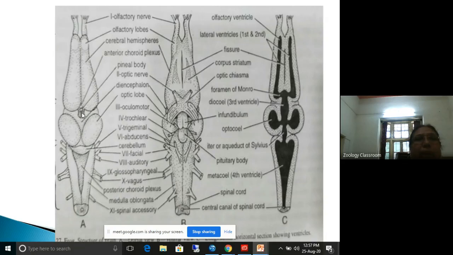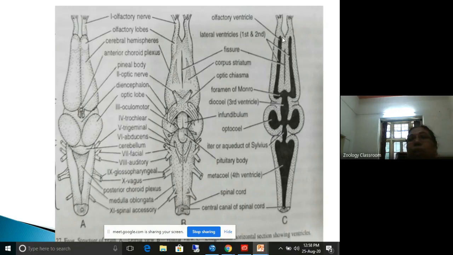Then the roof of this diencephalon is called the anterior choroid plexus, and the ventral surface of the brain shows the optic chiasma. Then also the infundibulum and pituitary, together called the hypophysis. So these are the ventral parts of the frog brain, or amphibian brain.